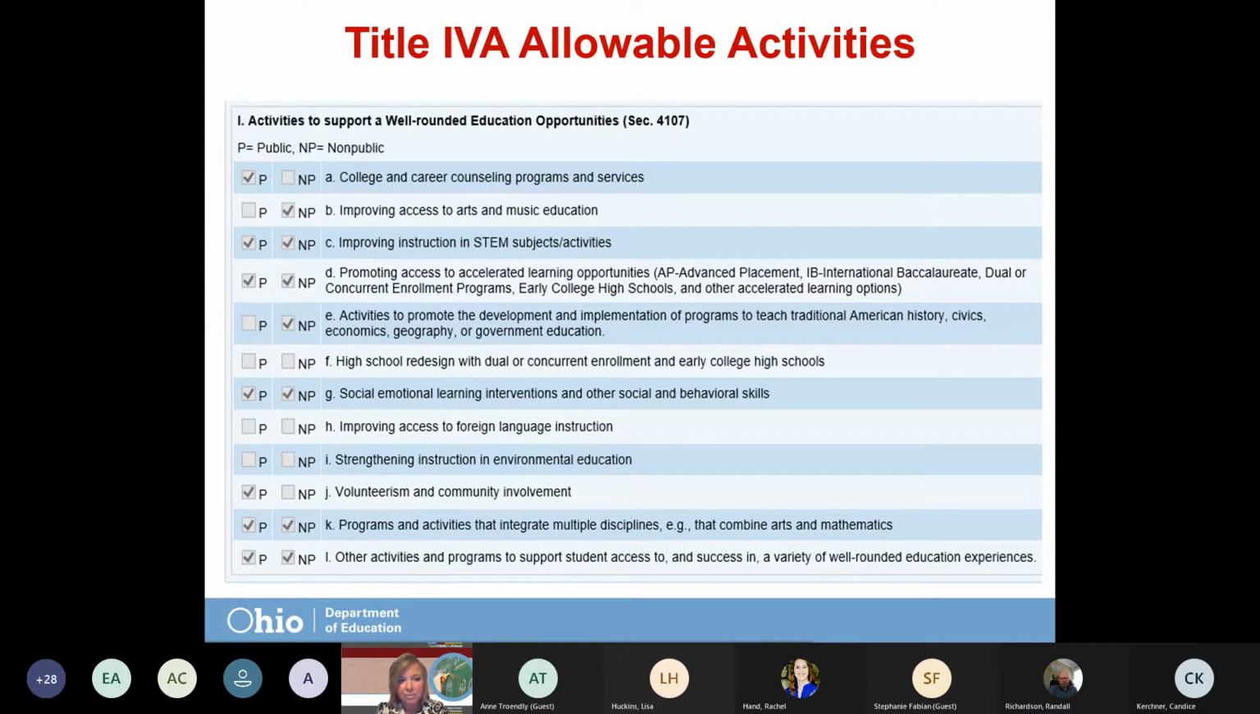Nearly everything that is allowable for a public district is allowable in the non-public school, again, provided it is secular and non-ideological in nature. That means if technology is used, or you're purchasing anything that needs to be tagged and inventoried, those items are property of the district, not the non-public school, but they are placed in the non-public school for use.